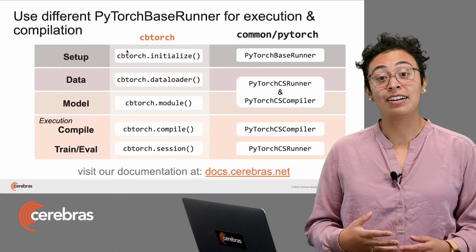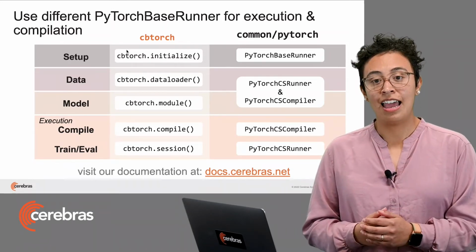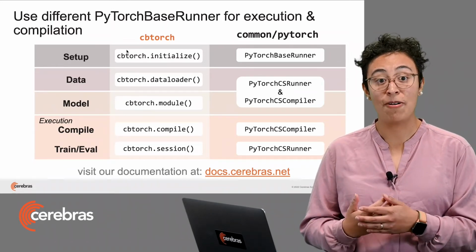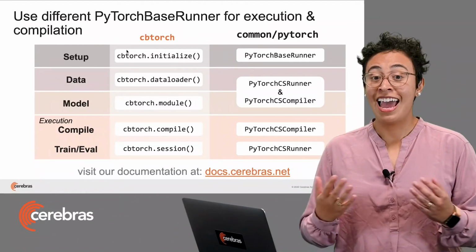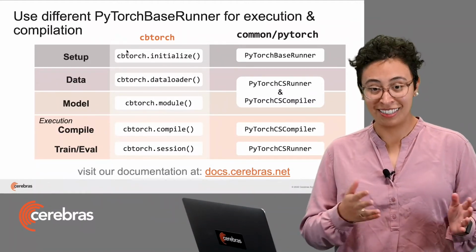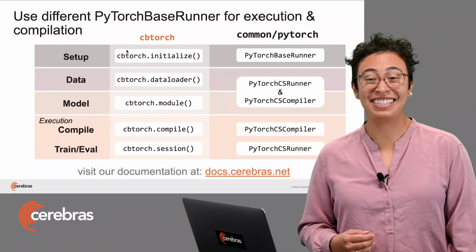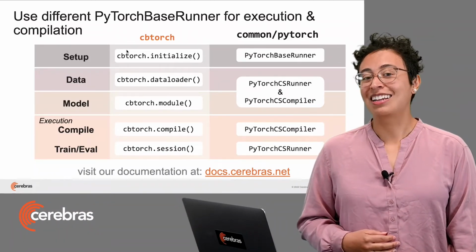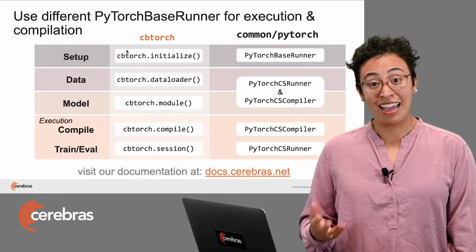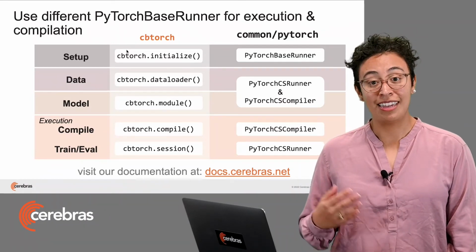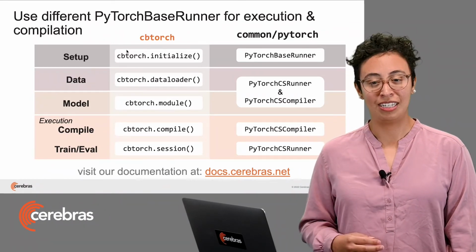With that, we have learned the three different PyTorch runners that we use inside our reference implementations, and that is what enables us to run on CPUs, GPUs, and Cerebras systems with the code provided in our GitHub repo. You can access our reference implementations and more documentation at docs.cerebras.net.